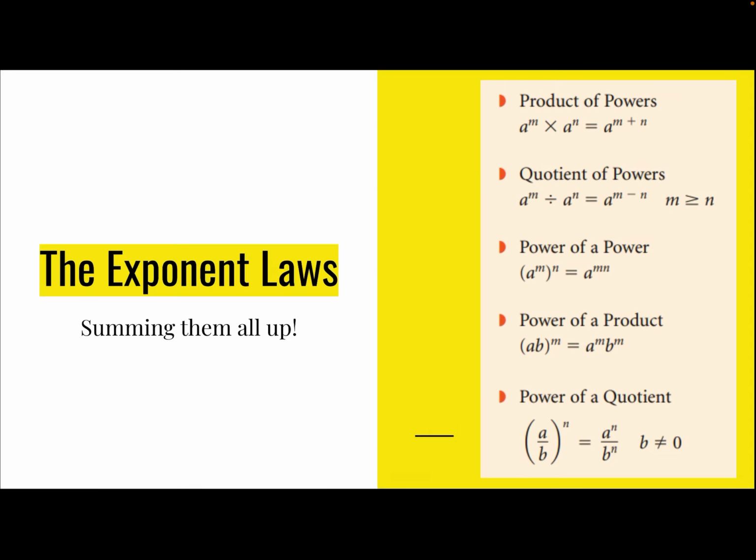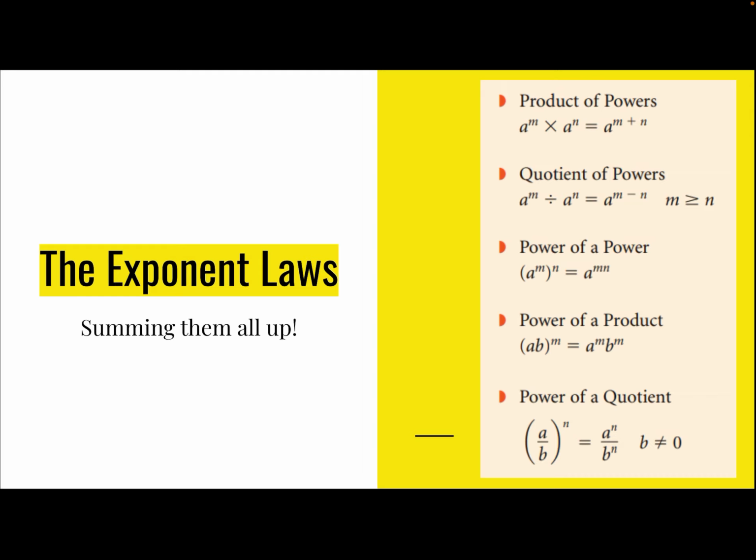All right, now this page sums them all up. So once we know what an exponent is, we have our product of powers. That's when we're multiplying with the same base, and that's when we add the exponents. This is a nice slide. It's got lots of info on it. We have the quotient of powers. That's when we are dividing powers with the same base, and we subtract those exponents.